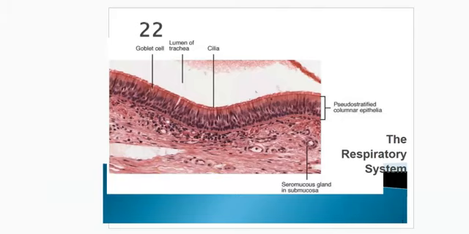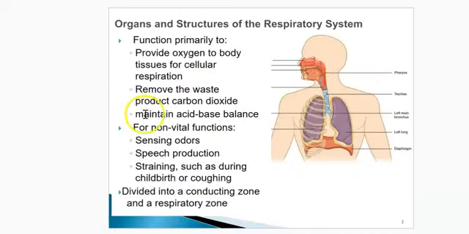Hello, this is the student teaching assignment, and this is the topic of the respiratory system. So let's get started. We're going to walk through some of the major structures and organs of the respiratory system, as well as go over how they maintain their function and also how their form helps their function. So first, let's go over some of the functions of the respiratory system.